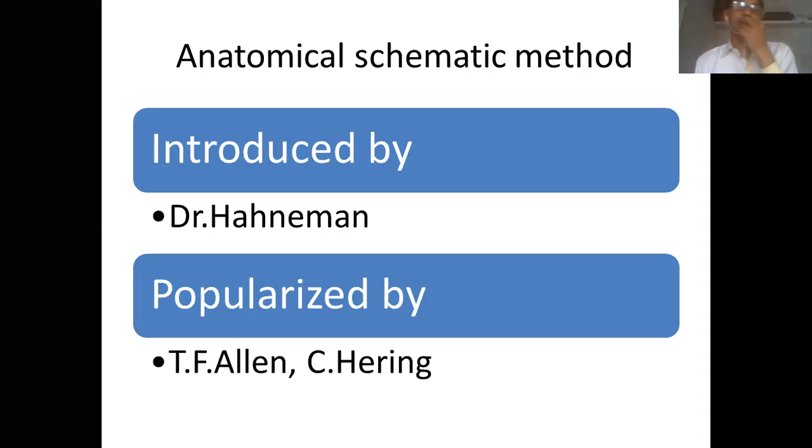First is T.F. Allen. Remember the full form, Timothy Field Allen, an excellent contributor to the homeopathic materia medica. Then C. Herring is Constantine Herring. You must have studied all these stalwarts among the pioneers of homeopathy. You have to understand how all these things were managed by them. So remember these names: Dr. Hahnemann, T.F. Allen, and Constantine Herring. We must bow in front of Timothy Field Allen and Constantine Herring because of their Herculean task in the homeopathic materia medica. So this method was also popularized by them.